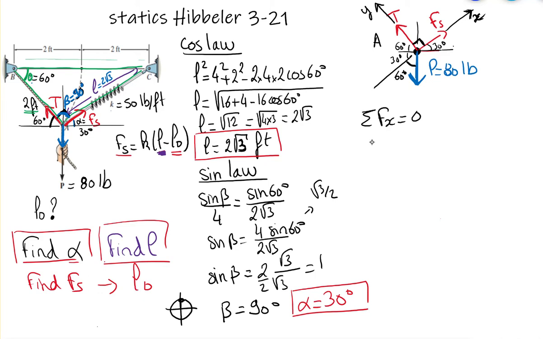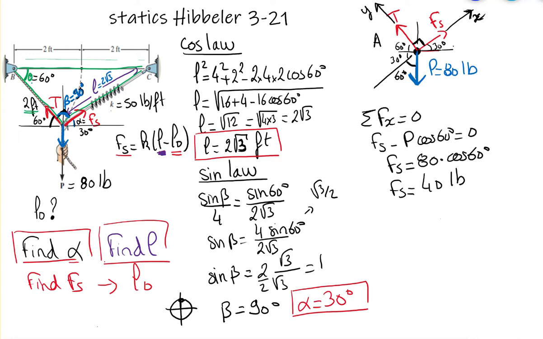So what do we have? We have the force of the spring on x and minus P cosine 60 degrees, it's equal to 0. So the force of the spring is equal to P, that is 80, times cosine 60 degrees, and cosine 60 degrees is 1/2. So the force of the spring is 40 pounds. So much faster, no? So much faster to solve for the 40 pounds than to do a system of 2 equations and 2 unknowns.